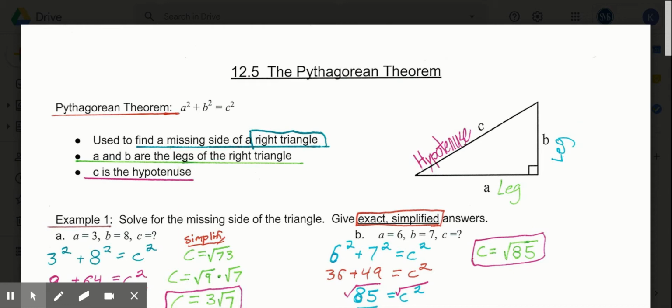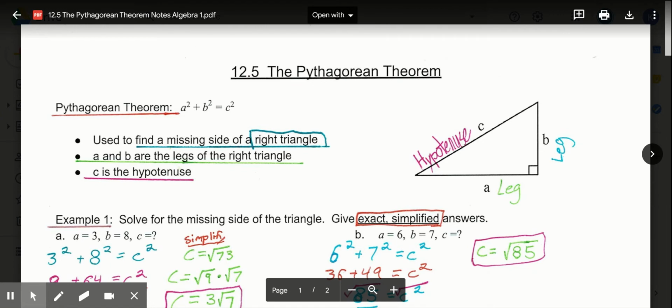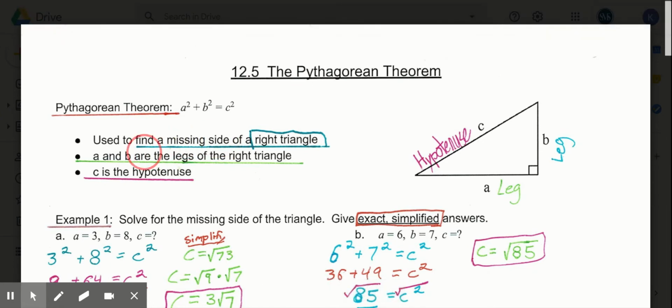A few things to keep in mind with the Pythagorean Theorem. Number one, it only works with right triangles. If we have an acute or an obtuse triangle, the Pythagorean Theorem will not work. It only works to find a missing side length or to find area related to right triangles. In this case, we're only looking at using it to find missing side lengths.